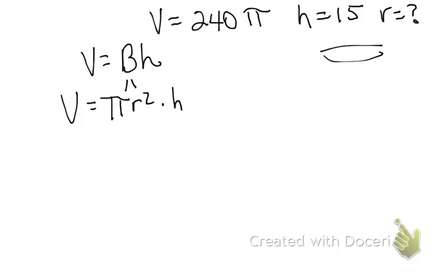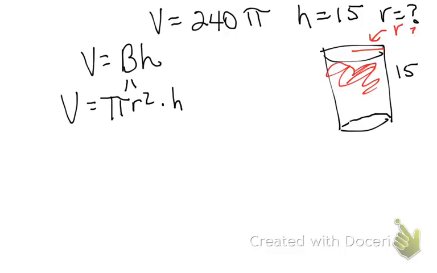Otherwise, I'm going to draw this real quick, just a little sketch here. Okay, we know that this is 15. I'm going to change the colors. We do not know the radius of this. So this right here, we do not know. But we do know the volume inside is 240 pi.